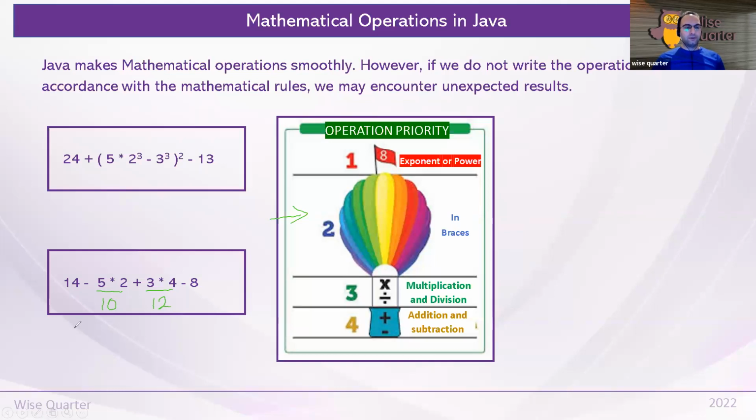And the new calculation, the new question, is 14 minus 10 plus 12 minus 8. It doesn't matter where you calculate, but it's always better to start from the left side. 14 minus 10, which is 4. Now the calculation is 4 plus 12 minus 8. Again, I will do the calculation from the left side. 4 plus 12, it is 16 minus 8. And the result comes here. It will be 8. And we were able to find the calculation.